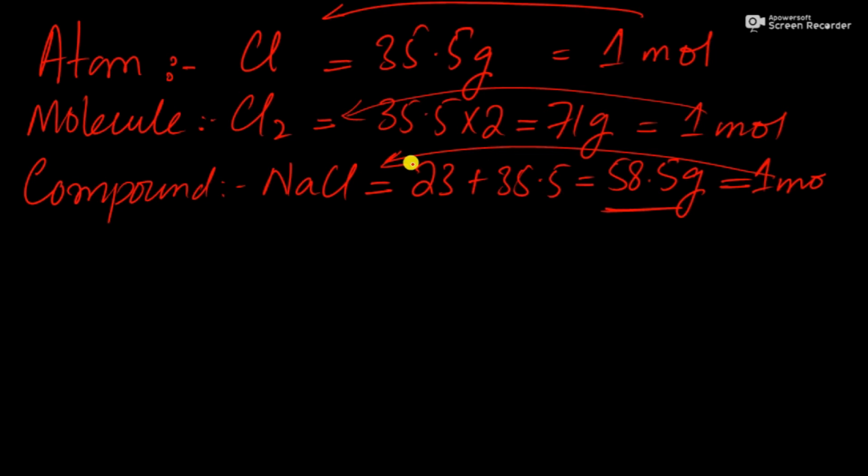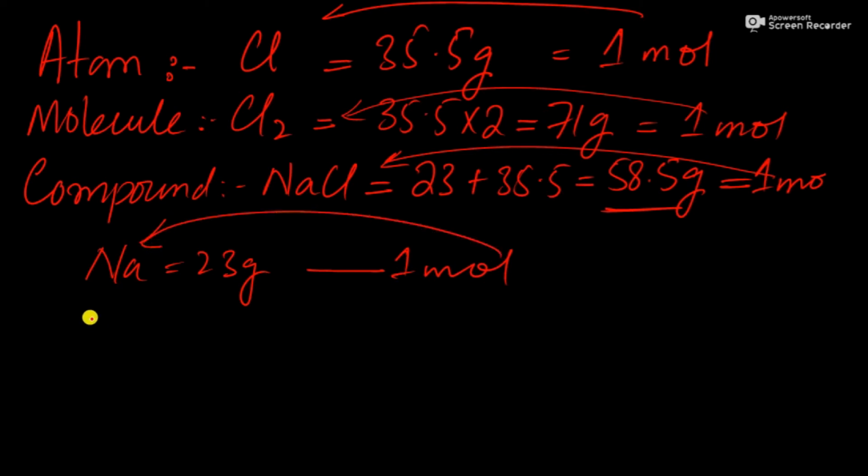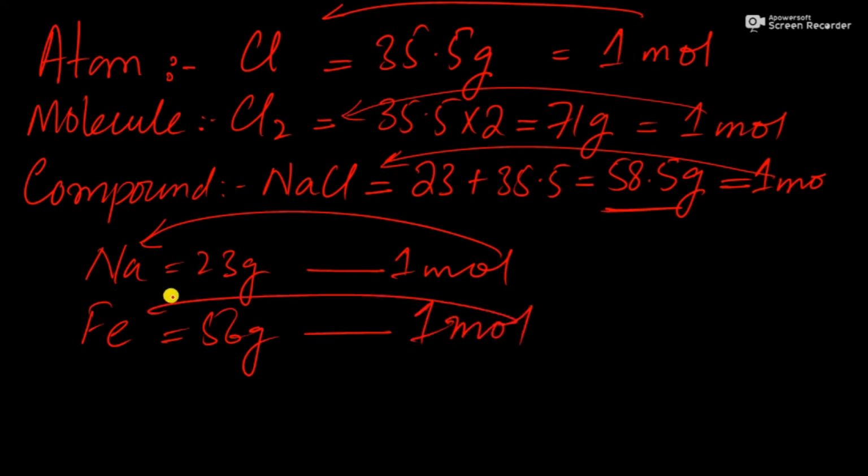The mole contains the atomic mass of any atom. For example, if you are taking sodium, it is 23 gram, so that is 1 mole of sodium atoms. If you are taking iron, it is 56 gram, which is 1 mole of iron. So when we talk about an atom, the atomic mass is 1 mole of that atom.